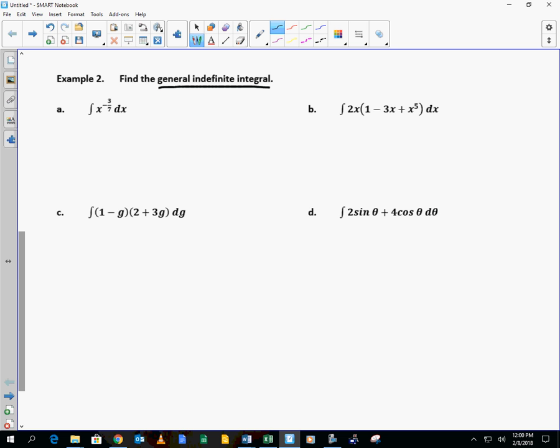So what do I do to the exponent? I add, and I get x to the 4/7 divided by 4/7, and you have to write plus a constant, because any constant would be an antiderivative. We're going to add 1, and so if you add 7 over 7 to negative 3 over 7, we get 4 over 7, right? So the answer is, when we multiply by the reciprocal, 7x to the 4/7 over 4 plus a constant.